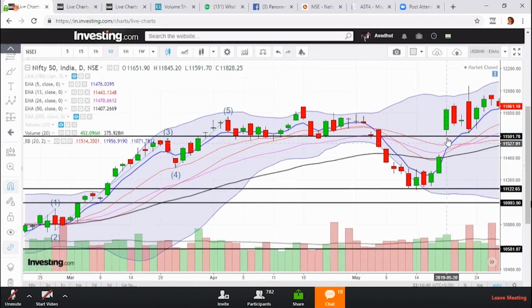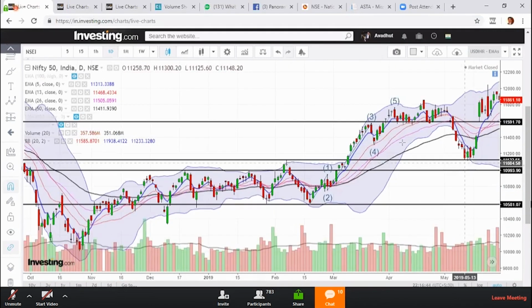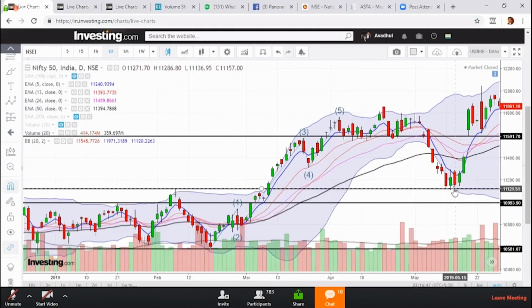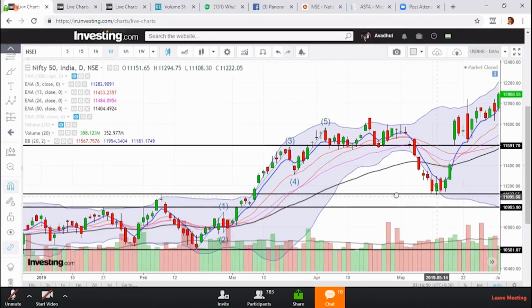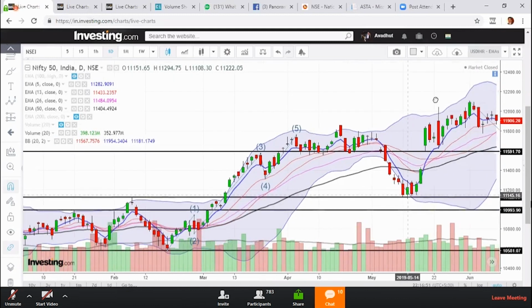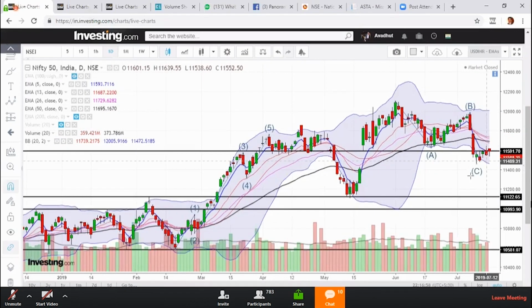Then comes our... eventually again this was a fourth, doing a depth of correction. This was another fourth, doing a depth of correction, and then started a final fifth. So this is another fifth. So now we are in A, B, and C.